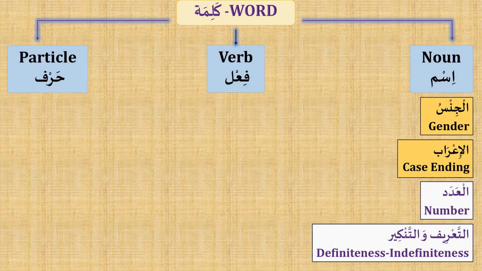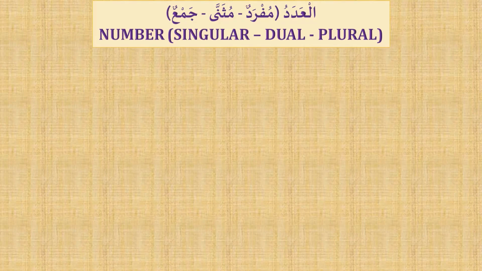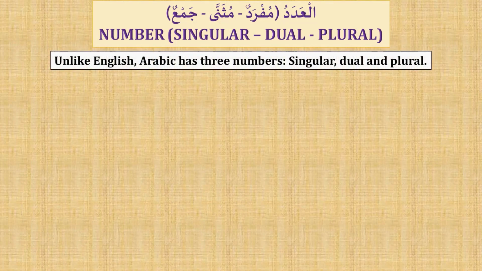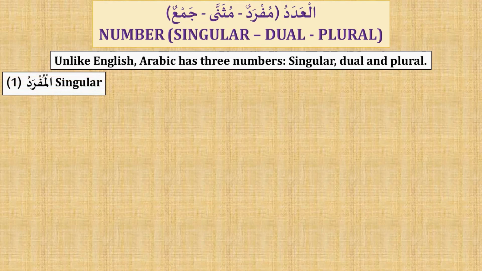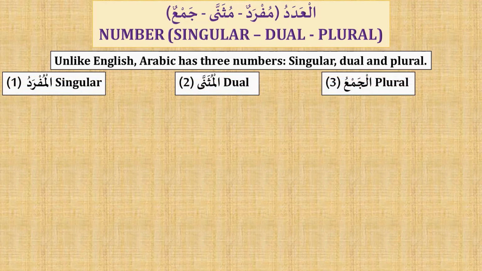In this lesson we are going to learn al-adad, number inshallah. Al-adad, mufrad, مثنى and jam'a, number, singular, dual and plural. Unlike English, Arabic has three numbers, singular, dual and plural. English has only two, singular and plural. Arabic has also dual. First one, al-mufrad, singular. Second one, al-muthanna, dual. And the third one, al-jam'a, plural.